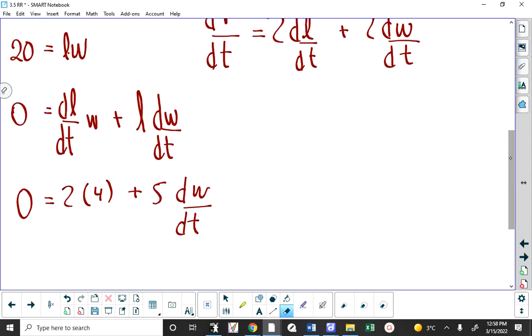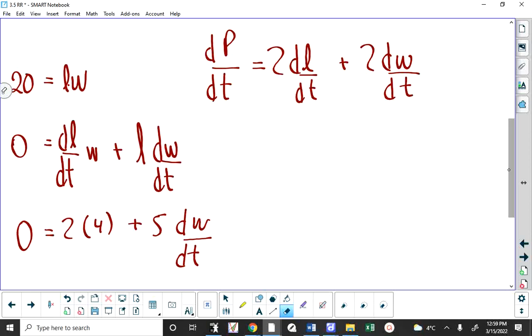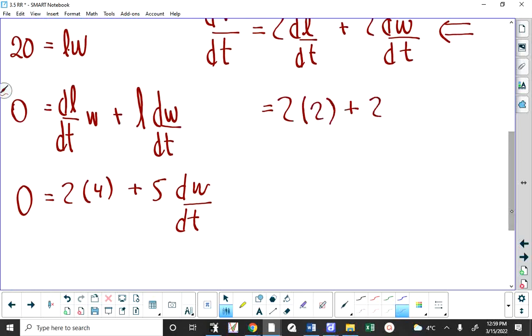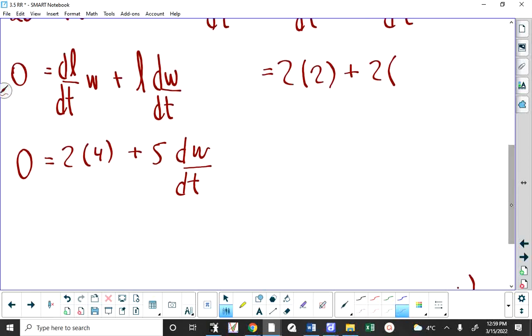It's a perfect example of doing math properly. There's nothing mathematically wrong with anything that Liam has done here. And he's looking up here at this differential equation, and he's saying, well, dP/dt equals 2 dL/dt plus 2 dW/dt, and dL/dt is 2. So he's going to rearrange this for dW/dt. Am I right? Okay. So you subtract the 8 and you get negative 8 over 5.